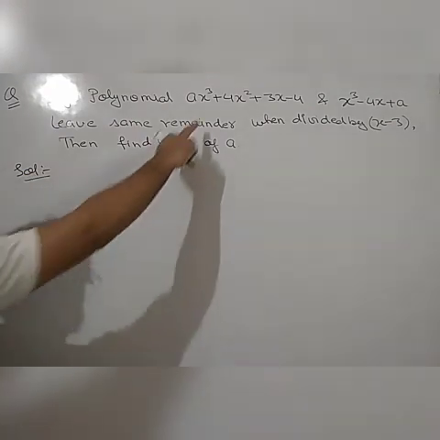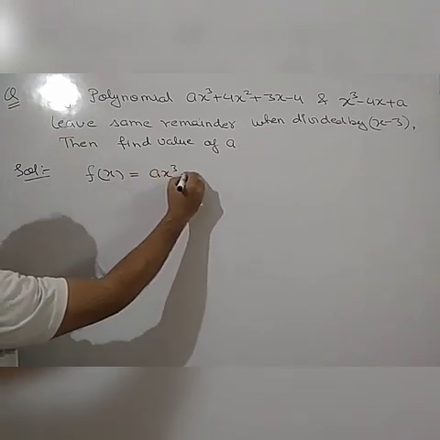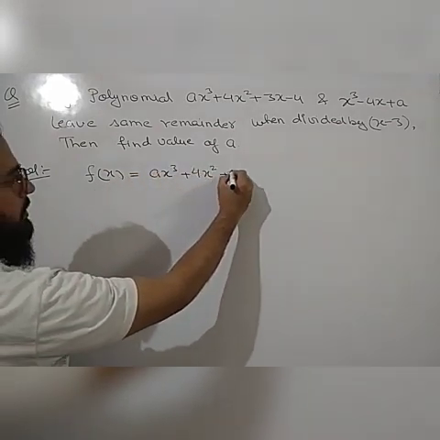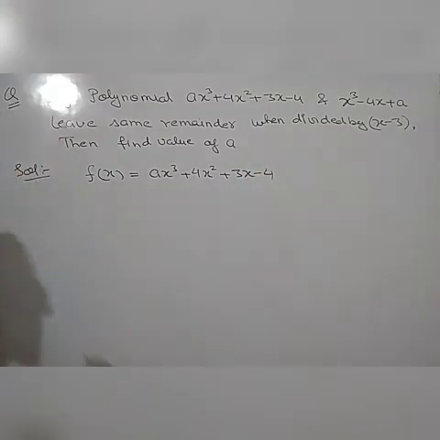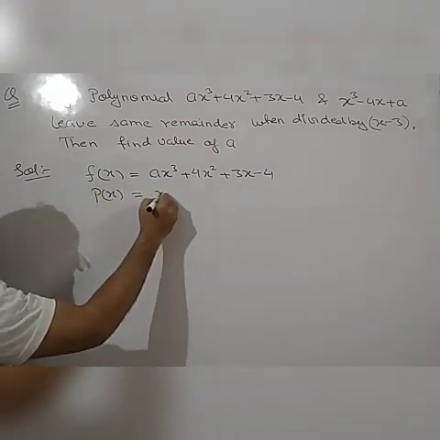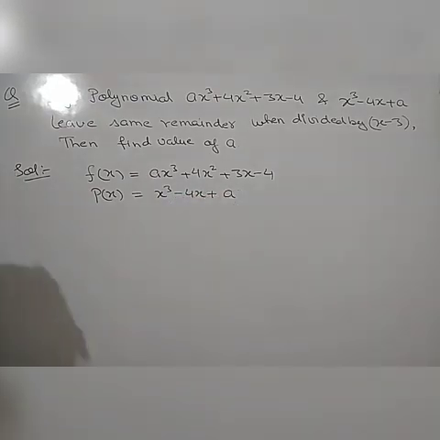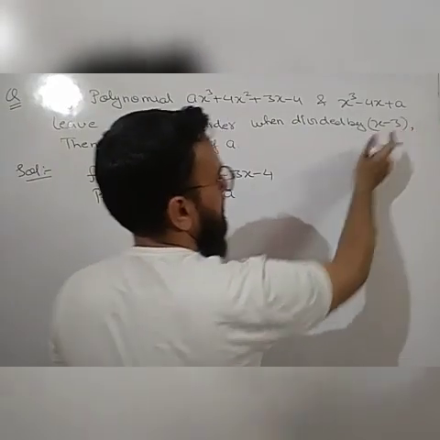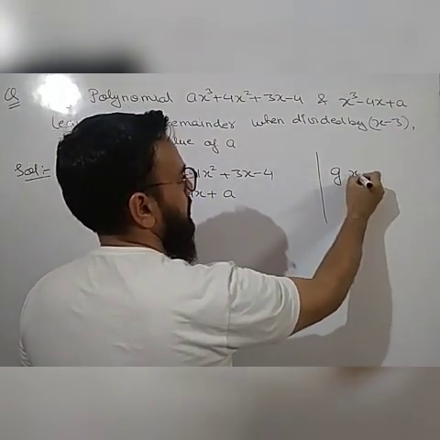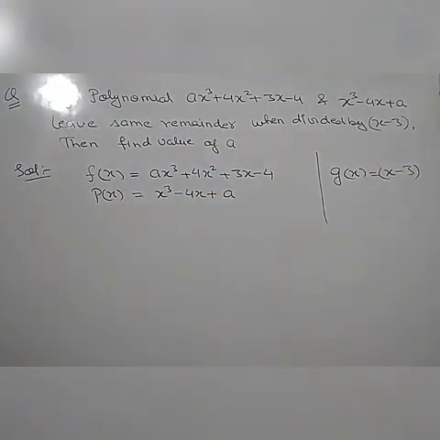Let us consider the first polynomial as f(x). Let f(x) be equal to ax cube plus 4x square plus 3x minus 4. And let us consider the second polynomial as p(x) equal to x cube minus 4x plus a. And both of them are divided by x minus 3. So let us consider g(x) equal to x minus 3. g(x) means the polynomial by which we have to divide the given polynomials.